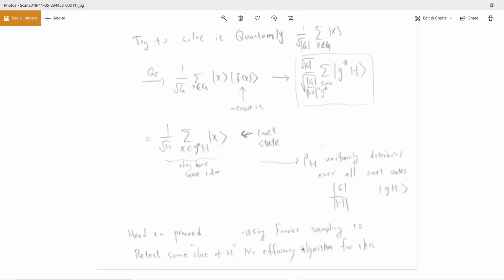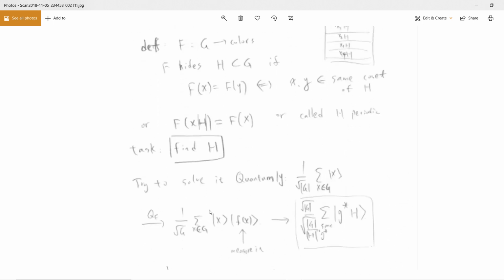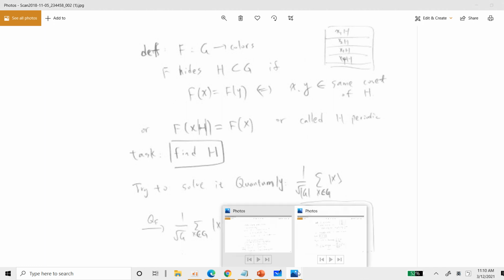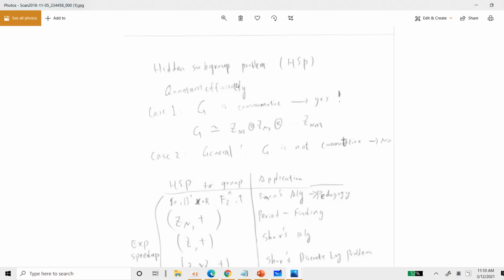But the problem is that in general, there's no efficient quantum algorithm for a general group. But we do have some partial results. The famous result is that Shor's algorithm tells you that if G is commutative, basically an abelian group, then the answer is yes: there's an exponential speedup. For an abelian group, G is just the direct sum of cyclic groups. This is college-level algebra. If you don't know this, you can go to my channel and search; maybe you can find the proof.